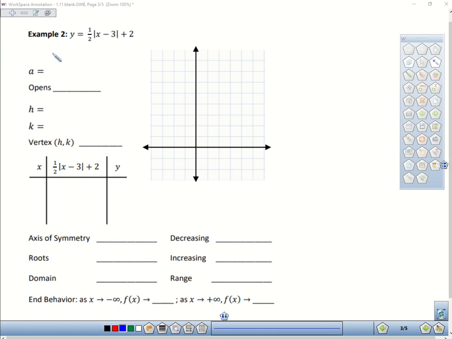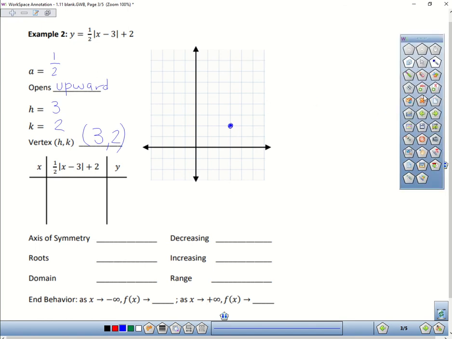What's my a value here? And it opens which way? How did I know it's going to open upward? Good, because the a value is positive, exactly. And what's my h going to be? Good, and my k? Positive 2. So this is going to be 3, 2. So looks over here. Okay.